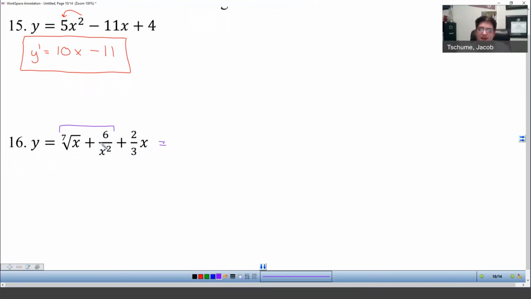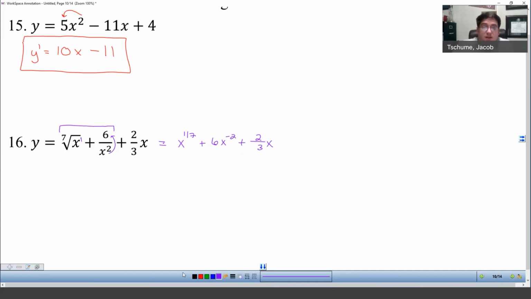The 7th root of x, since my understood power is 1, this would be x to the 1/7 power plus, I can't have this x on the bottom, so I'm going to bring it to the top and make it 6x to the negative 2. Now, 2/3 times x is something we can take the derivative of, so I'm not even going to mess with that one right now.